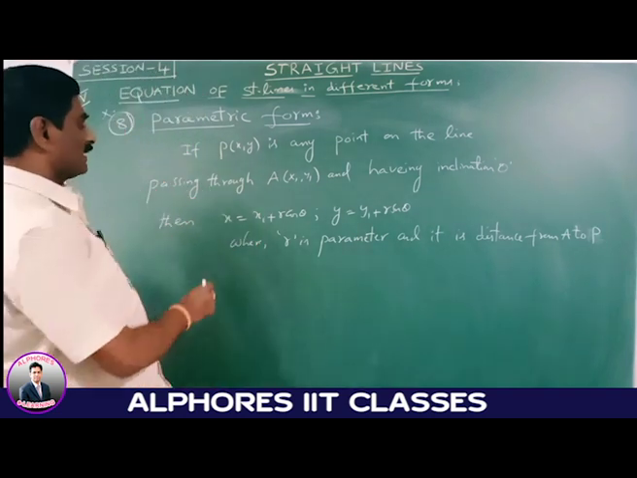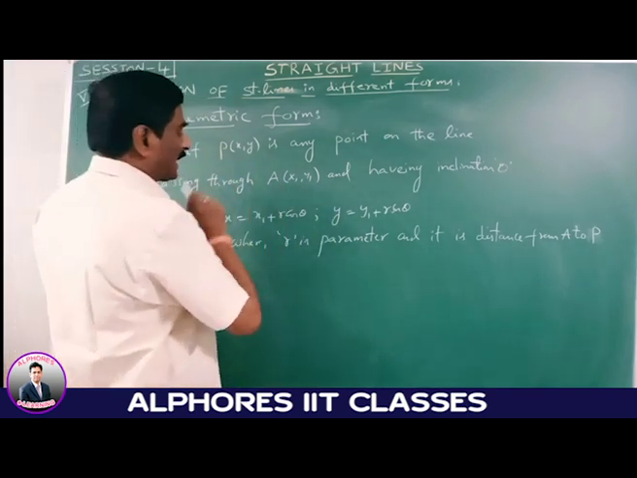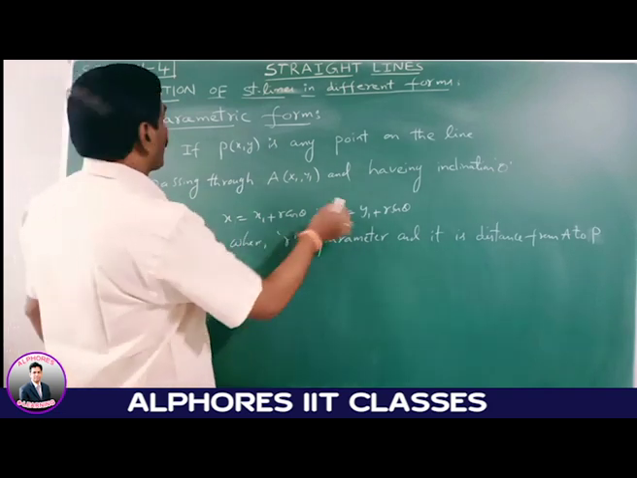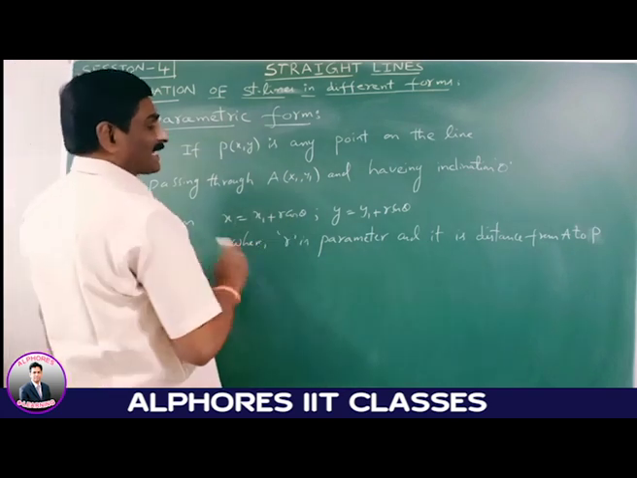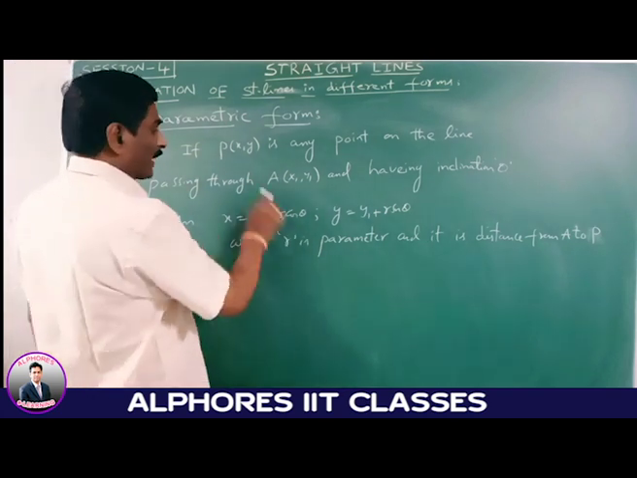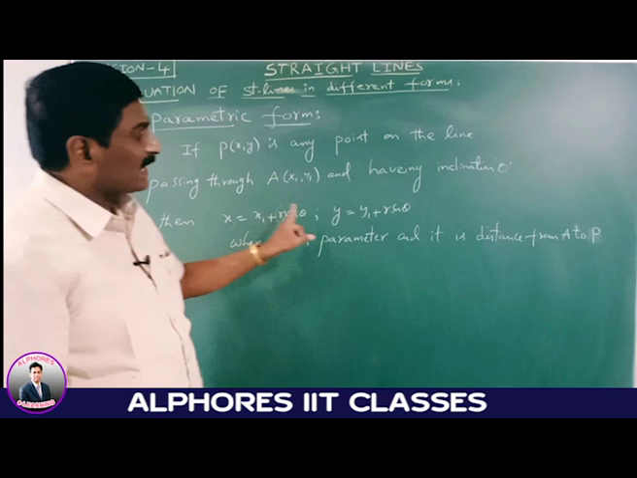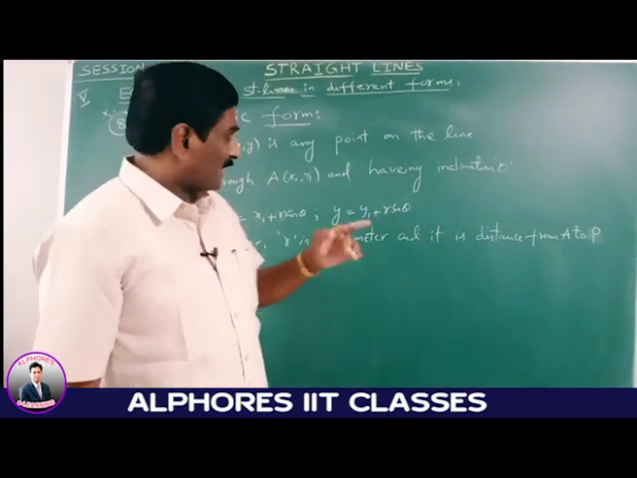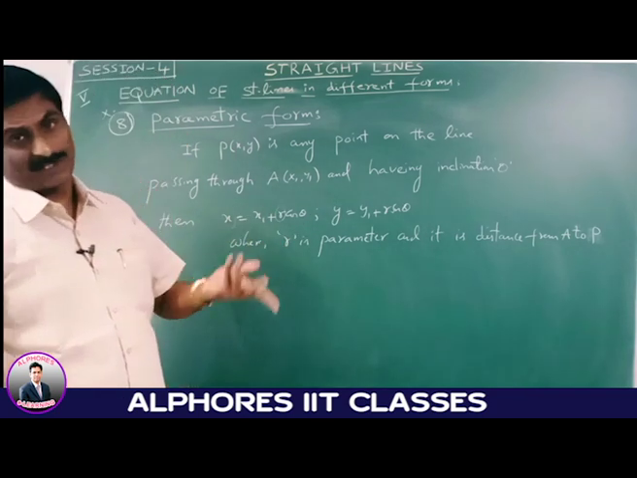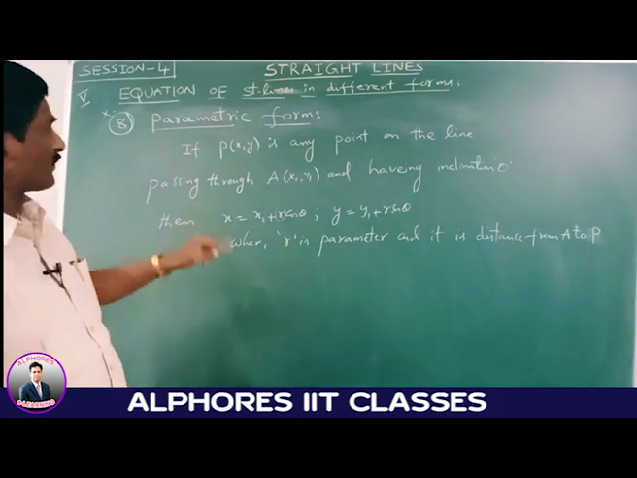In this case, (x, y) is any point on the line, and (x1, y1) is some fixed point on the line. Theta is the angle of inclination. Here r is the parameter. This parameter is nothing but the distance from A to P. If the distance from A to P changes, then automatically the coordinates of the point change. Okay, please note this value.